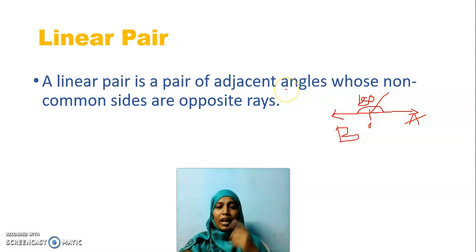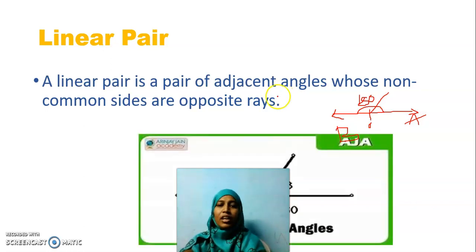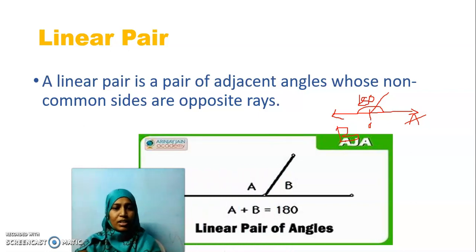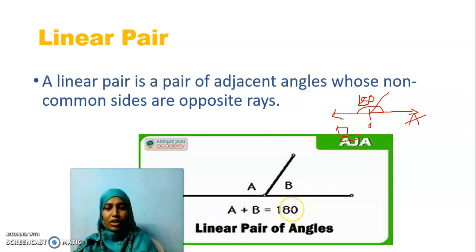If I apply a condition over adjacent angles, then it becomes a linear pair. An adjacent angle with an extra condition is a linear pair. Hope it is clear. If I add A and B, it should be equal to 180. It should be adjacent and also 180. It should satisfy two conditions.